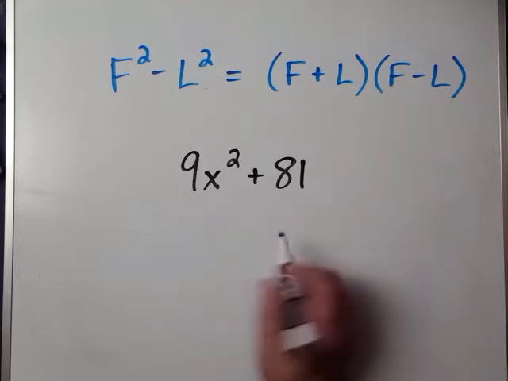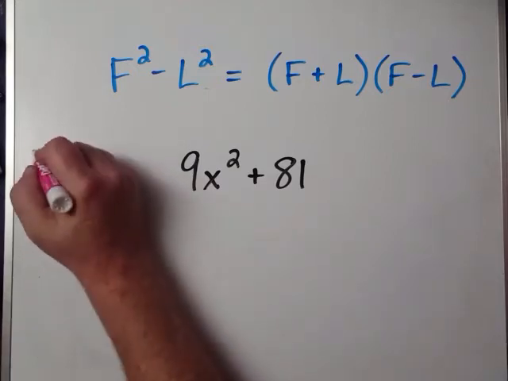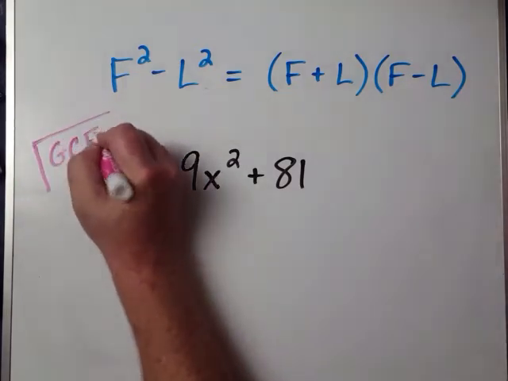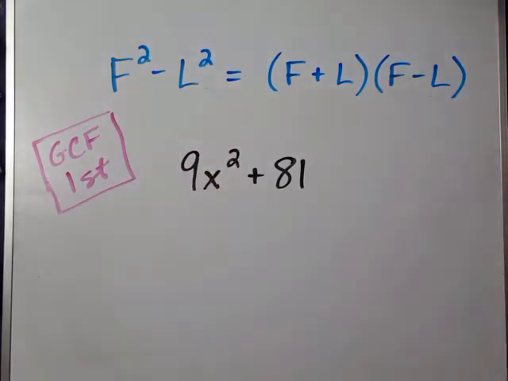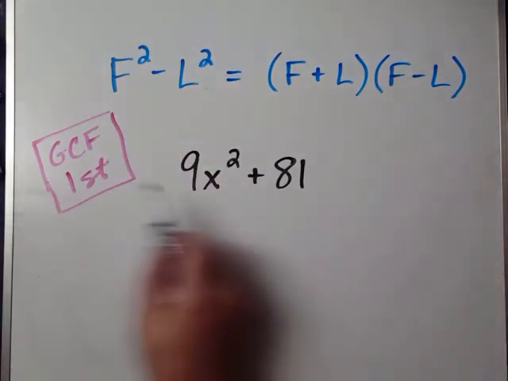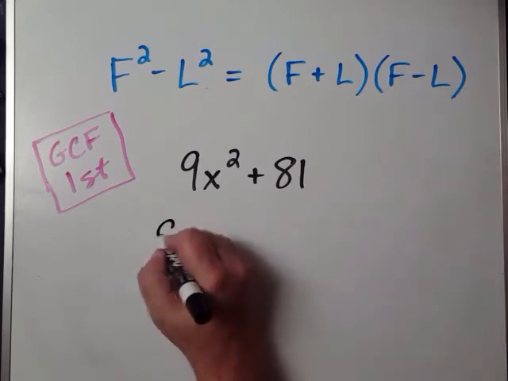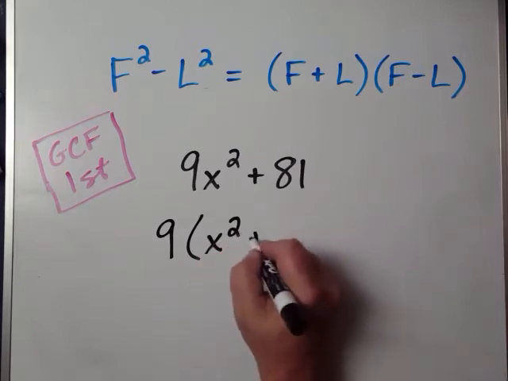But what do we know we should always do first? First things first when you're factoring. Always, always, always look for a greatest common factor first when you're factoring. And between these two terms, there is a greatest common factor. I can factor out a 9. And that will leave x squared plus 9.